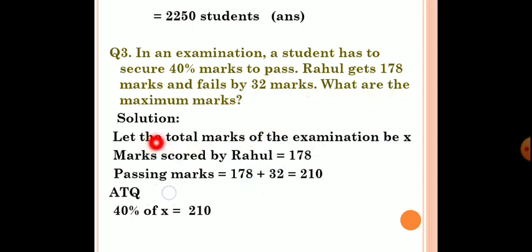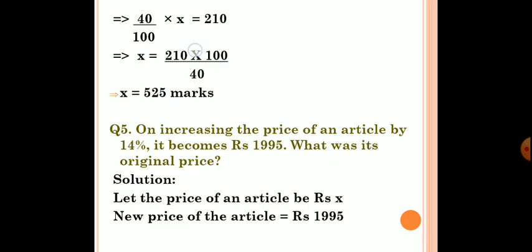First, let the total marks of the examination be x, as we don't know the total marks. So let us assume this to be x. Rahul's marks are 178 and the passing marks are 178 plus 32, that is 210. So according to the question, we'll write the equation first: 40% of x, or the total marks, is equal to 210. We will further write it as 40 by 100 into x is equal to 210.